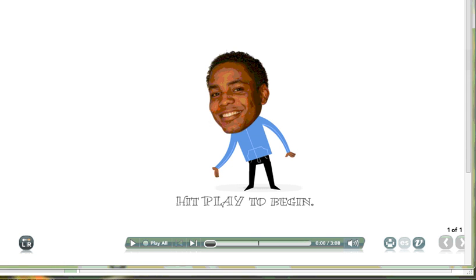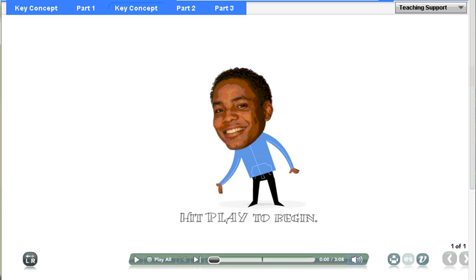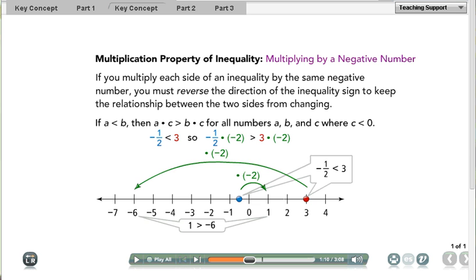Okay, ladies and gentlemen, we are back at lesson 9.2. We are on the second part of inequalities using multiplication and division. Make sure you're taking notes and writing down the key concept and keeping a video log.